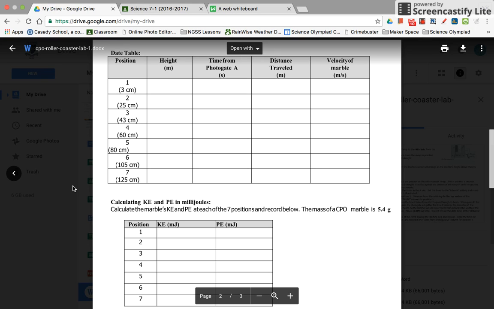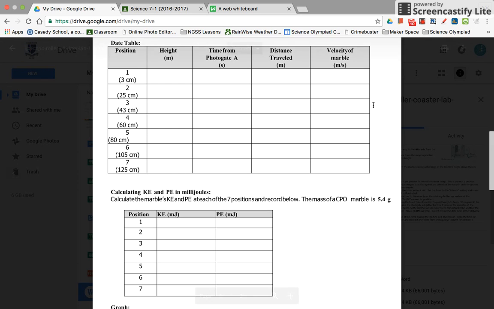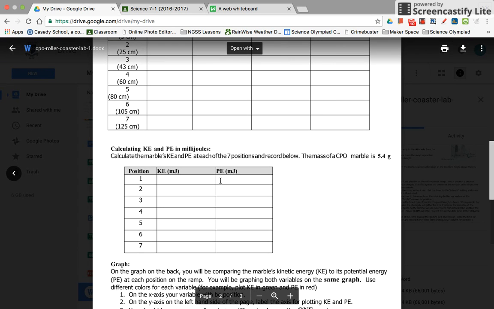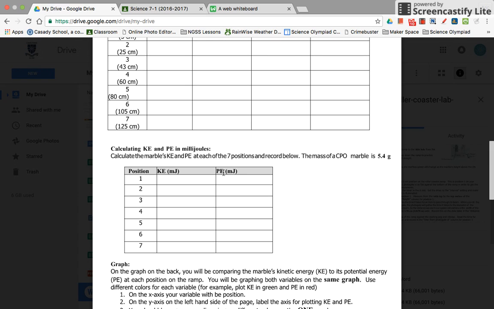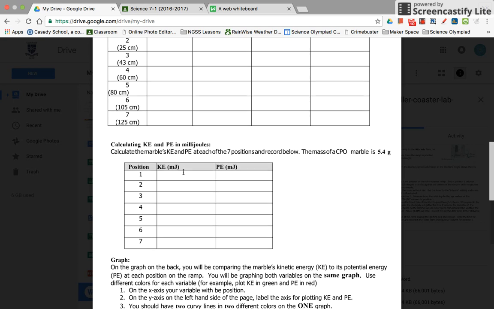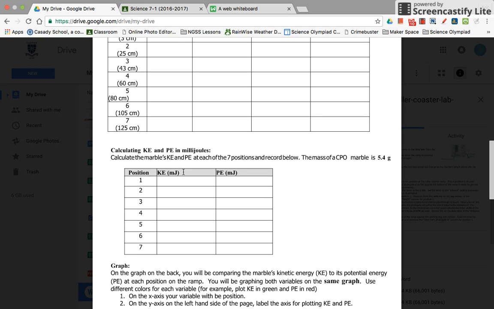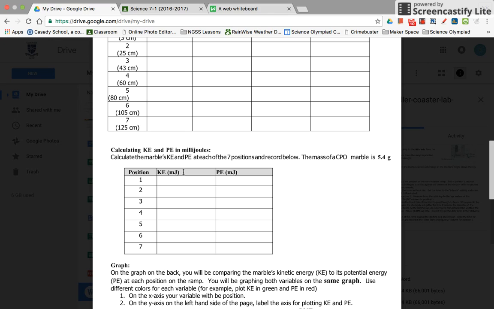All right, so this is a screencast on how to finish up the CPO Roller Coaster Lab. You'll have all this data filled out from your lab. What we need to do is take this data and calculate the kinetic energy and potential energy of the marble. We're going to do this in millijoules this time instead of joules, because it's going to give us a number that we can graph. Otherwise, we'd have really small numbers, and I don't think it would be that fun to graph. So we're going to do millijoules, and it'll make things a lot easier.